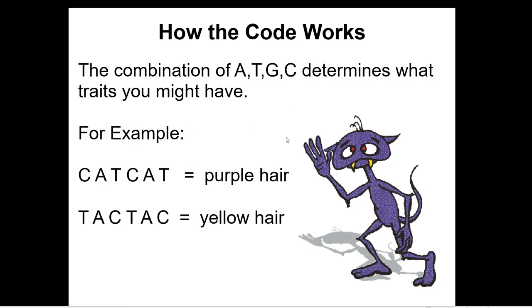So how does this code work? Well, the combinations of A, T, G, and C determine what traits you might have. For example, if you have a CAT and a CAT, that would say, hey, you got purple hair. But if I turn it backwards, TAC, TAC, that might say you have yellow hair. So the order they come in basically says what your traits will be. And there are millions and millions of different combinations that can be there.